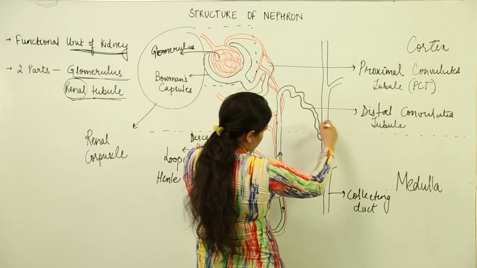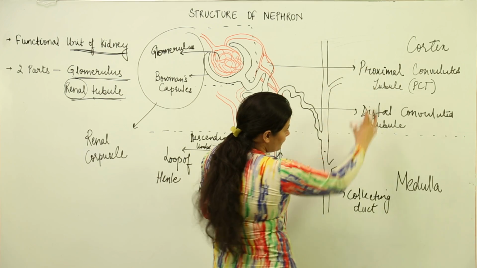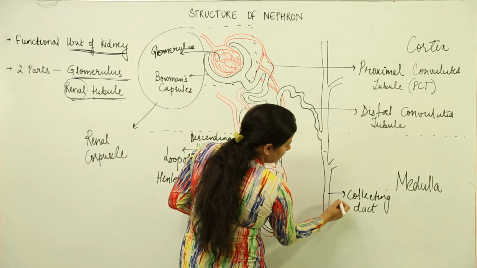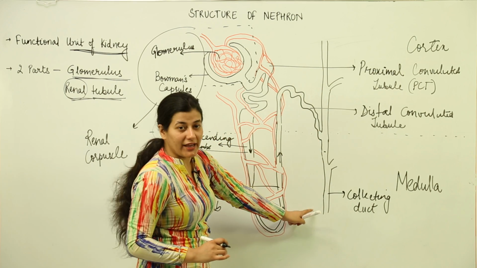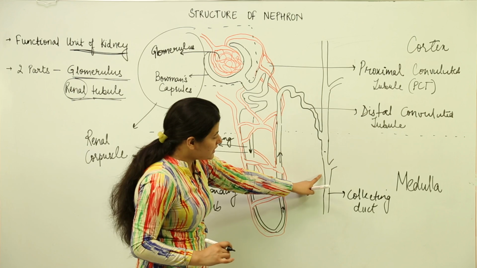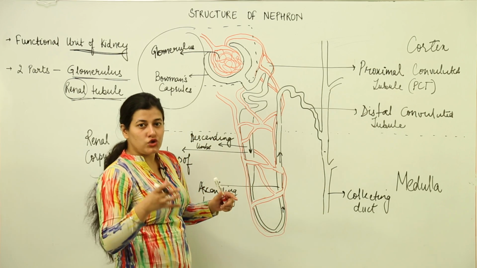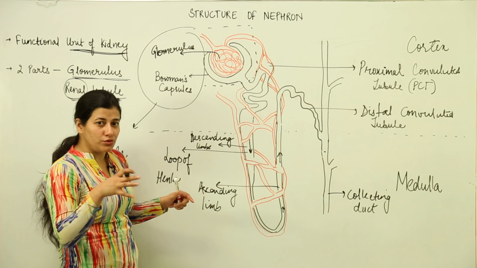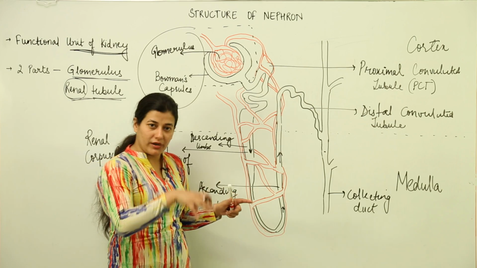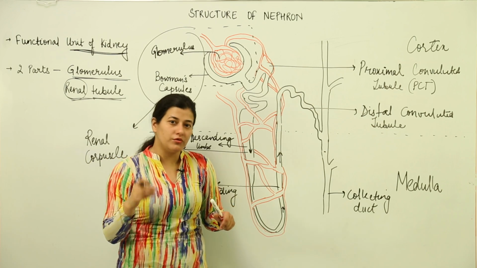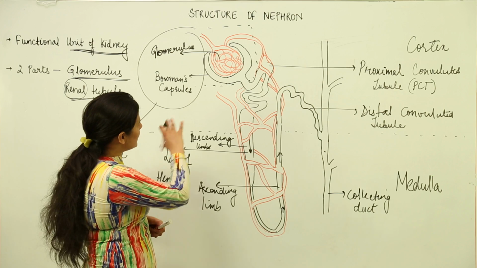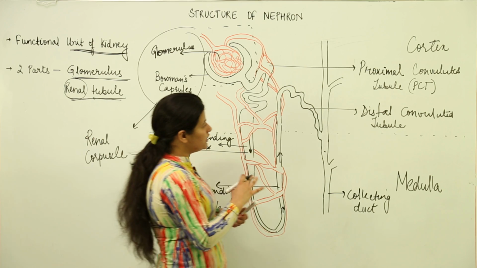And all these DCTs of different nephrons come and join in the collecting duct, which is the site where urine is present. These collecting ducts open up into the ureter. Many collecting ducts, through calyces, open up into the ureter, and from there the urine is thrown into the urinary bladder. So this is the ultrastructure of the nephron that we need to understand.